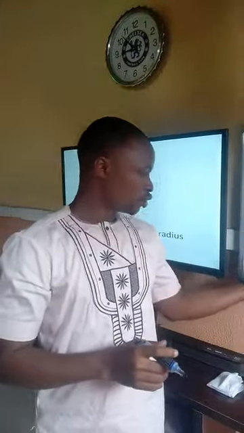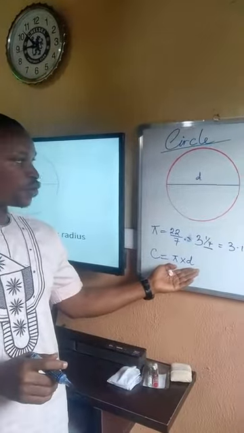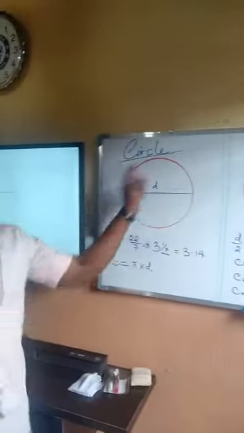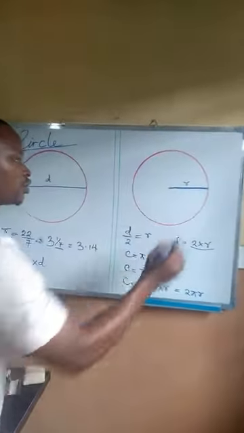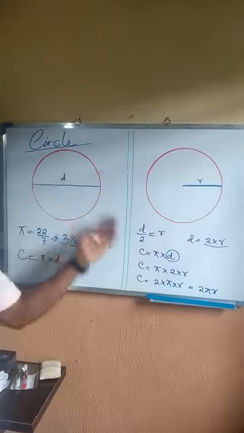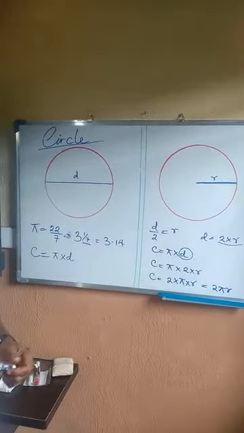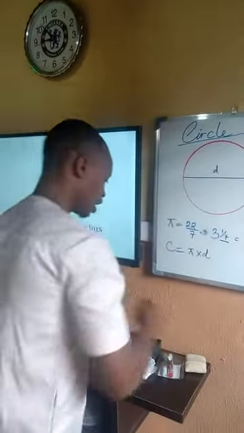So when your diameter is given, you use this formula, pi times diameter, to find the distance around a given circle, and when your radius is given, you use this formula, 2 pi r, to find the circumference of the circle. Let's work with these examples.